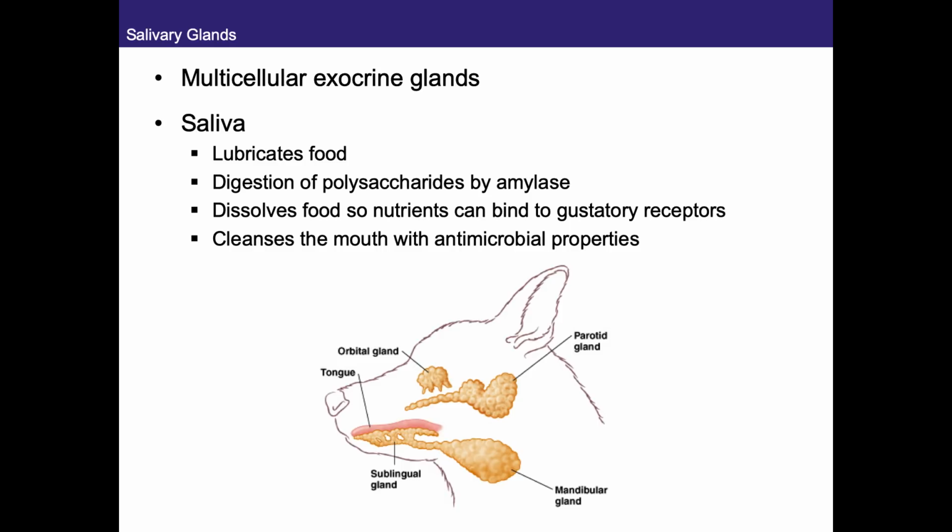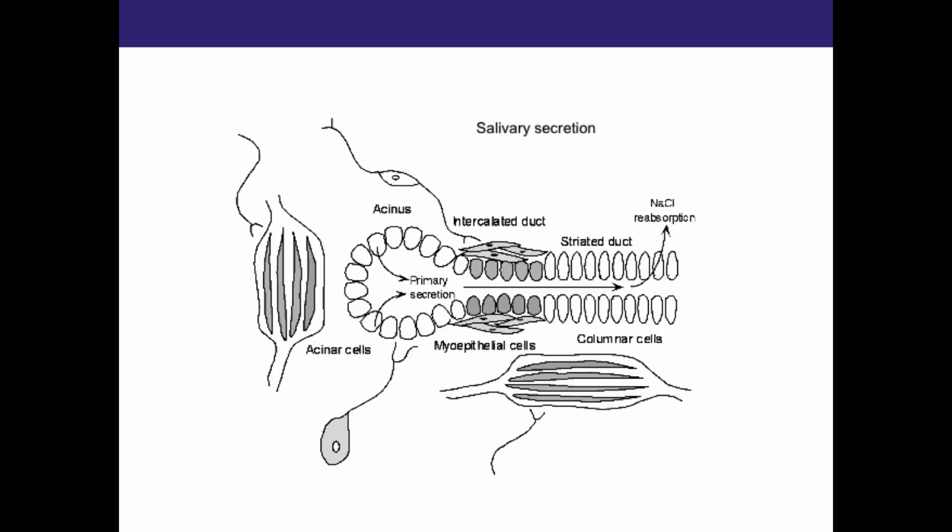Okay, so taking a closer look at the salivary glands, both the parasympathetic and the sympathetic autonomic nervous system stimulate salivary fluid. Usually they have antagonistic actions, but this is one of the only structures where both parasympathetic and sympathetic stimulate salivary fluid secretion. When you take a look at this structure right here, it is supposed to symbolize the capillaries, the blood supply.